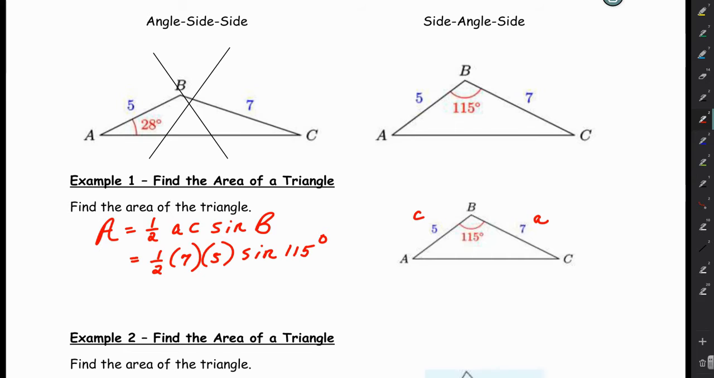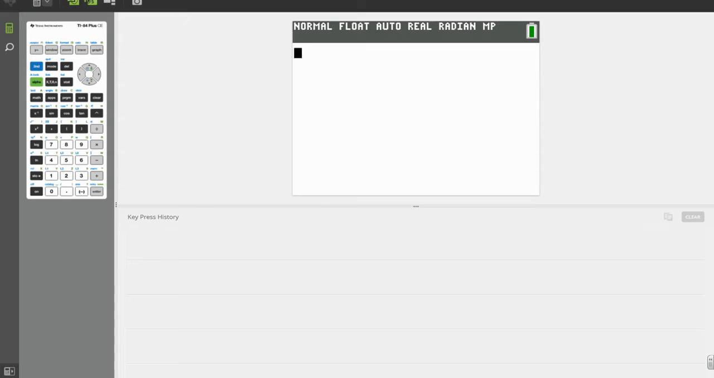Now, when you put this in your calculator, just make sure that you're in degree mode. We have a degree symbol, so we know that we're working in degrees. If there is no degree symbol, then we know we're working in radians. All right, so let's open up the calculator. Let's make sure we're in degree mode. And my calculator is not. You can see at the top, it says radians.